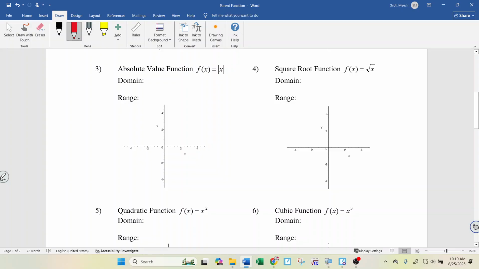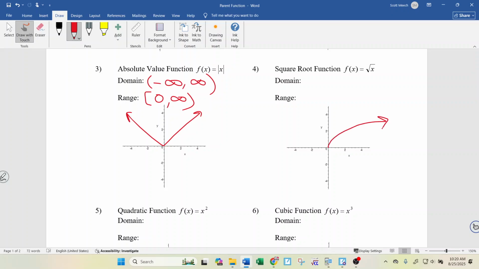Absolute value, what does absolute value look like? My domain is all real numbers, and my range is 0 to infinity. Square root looks like this. My domain is 0 to infinity, and that is also my range.